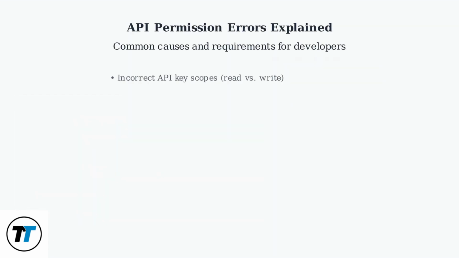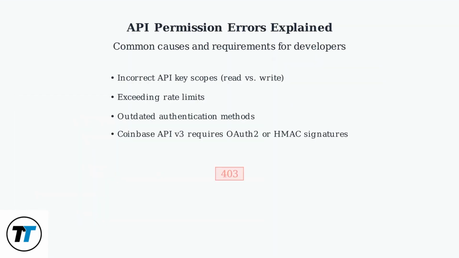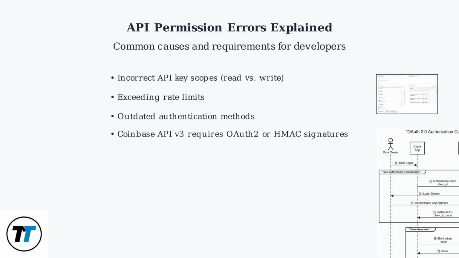API permission errors on Coinbase commonly occur for developers when API key scopes are set incorrectly, such as read-only keys trying to perform write operations, or when rate limits are exceeded. Outdated authentication methods can also trigger these errors. Coinbase's API version 3 requires proper OAuth 2 authentication or API keys secured with HMAC signatures. Managing API keys effectively is essential to prevent Error 403.